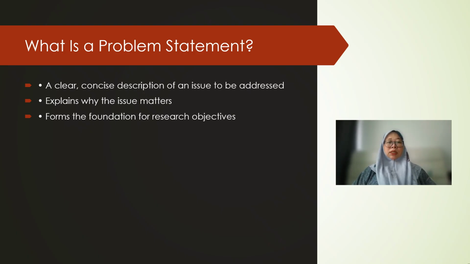The problem statement serves as the backbone of your research. Its purpose is to define exactly what problem your study intends to address. A strong problem statement explains why the issue is important, why it's currently not known, and what consequences might occur if the issue remains unresolved. By clearly articulating the problem, you create a logical bridge to your research question and objective.